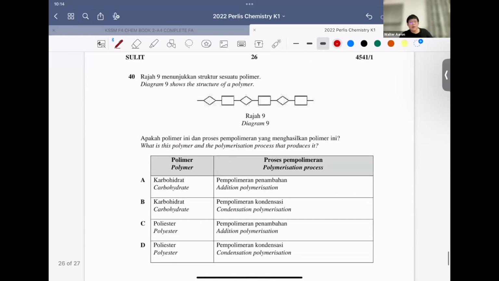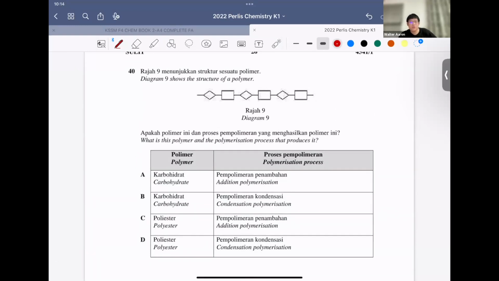And the last question, number 40. Diagram 9 shows the structure of the polymer. What is the polymer and the polymerization process that produces it? So there are 2 different structures, not the same anymore. Therefore, this is not addition polymerization. Why? If it's two different molecules, it's usually condensation polymerization with the removal of something else. You must look out for a substance which has two different structures.